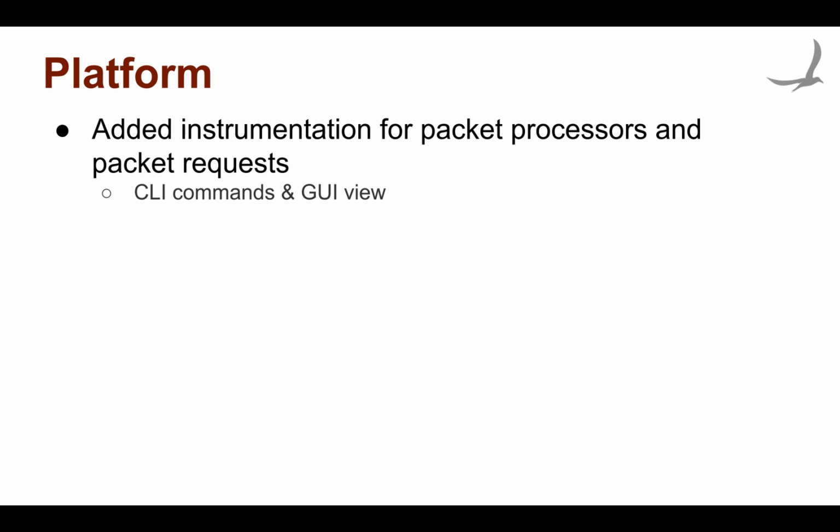So with that, let's dive directly into the various areas, and as usual, we will start with the platform. On the platform side, there were just minor enhancements. One of them was to add instrumentation for packet processors and packet requests to get better visibility of what's registered in the system, and to be able to get some accountancy for how much time is being spent in various packet processors. To support this, we've added CLI commands as well as a GUI view, and Simon will demonstrate that later.